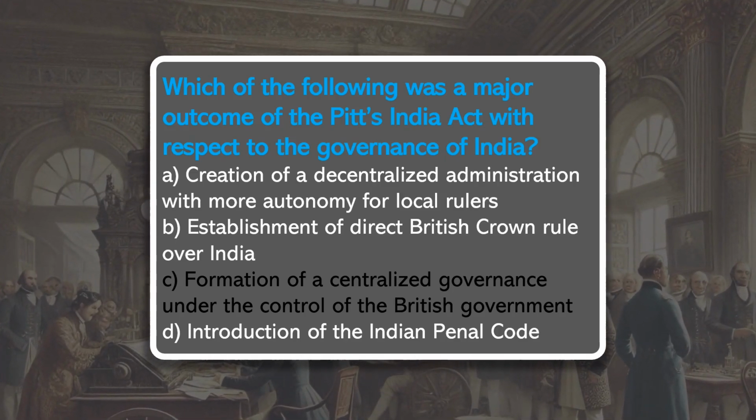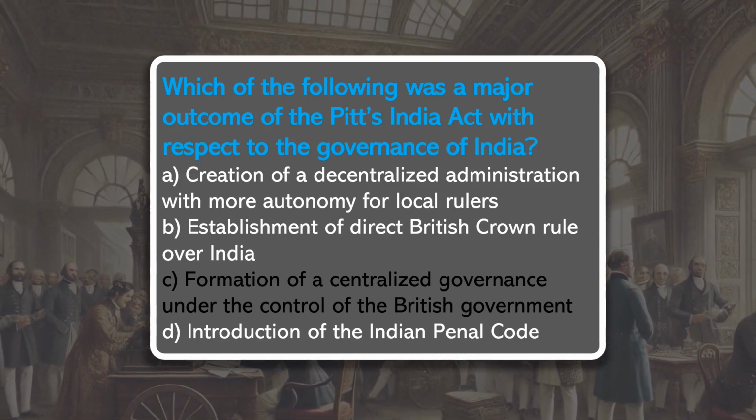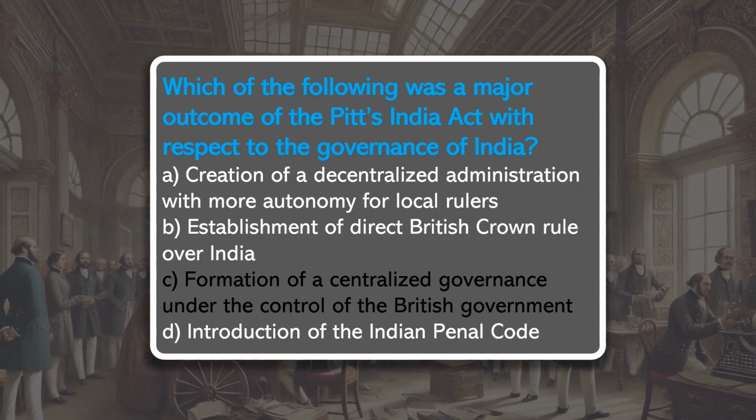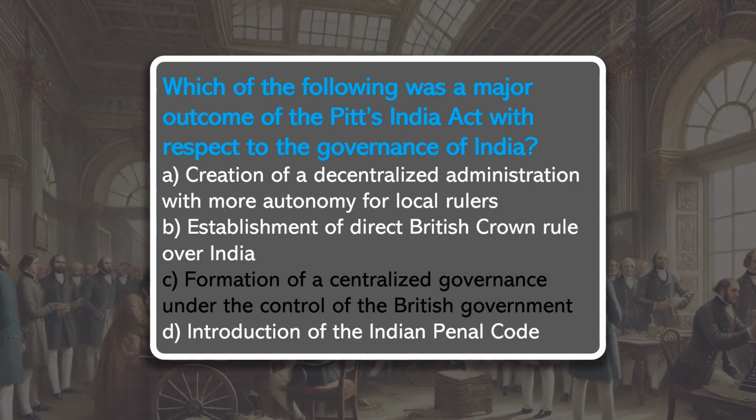Why? The Pitt's India Act centralized governance by establishing British governmental oversight through the Board of Control and enhancing the powers of the Governor General. This shift laid the foundation for British Crown rule, which came fully into effect after 1858.